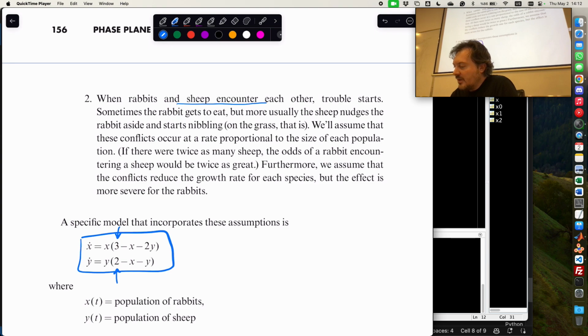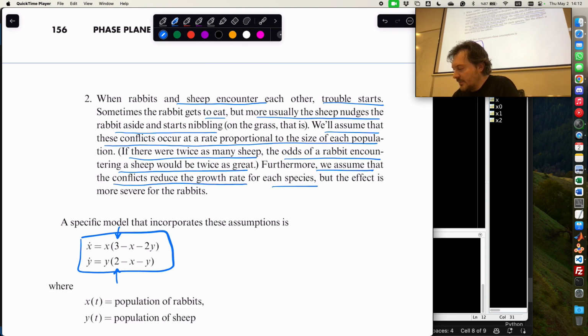When rabbit and sheep encounter each other, trouble starts. Sometimes the rabbit gets to eat, but more usually the sheep nudges the rabbit aside and starts nibbling on the grass. Well, assume that these conflicts occur at a rate proportional to the size of each population. If there were twice as many sheep, the odds of a rabbit encountering a sheep would be twice as great. Furthermore, we assume that the conflicts reduce the growth rate for each species, but the effect is more severe for rabbits. So that's why this is 2, while this is 1.